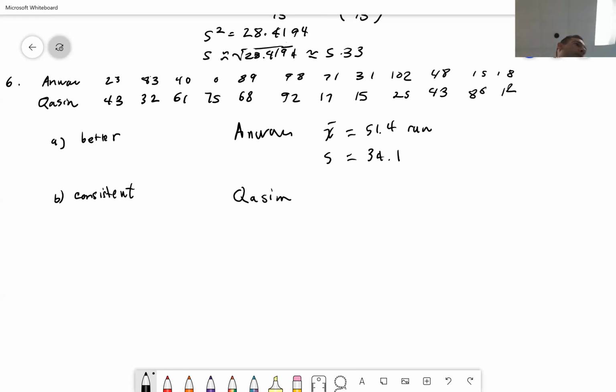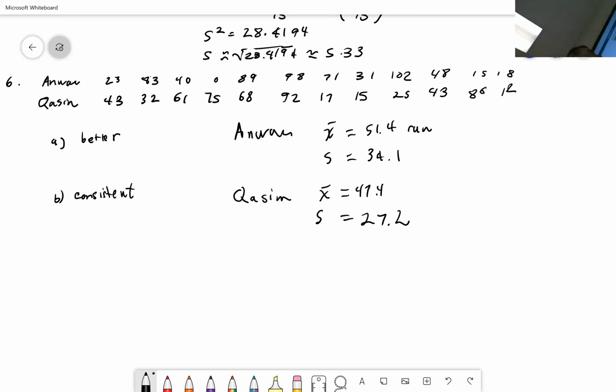So there we go. It looks fine. So let's go ahead and calculate this. And so the mean here for Kazim is 47.4, but the standard deviation is 27.2.